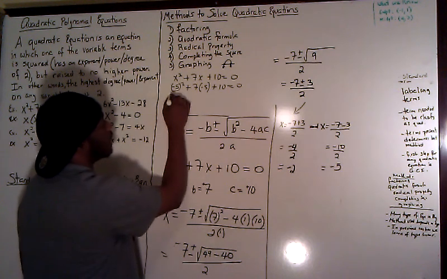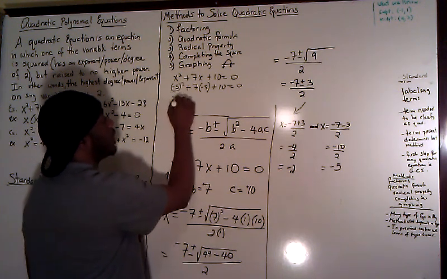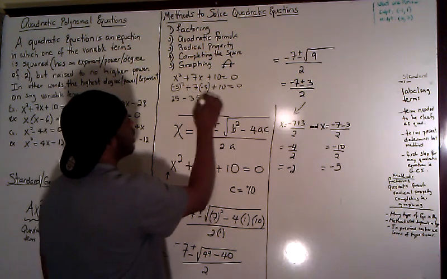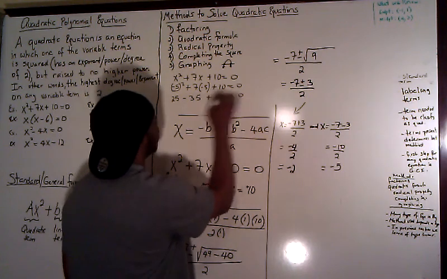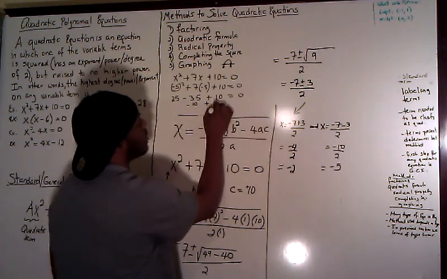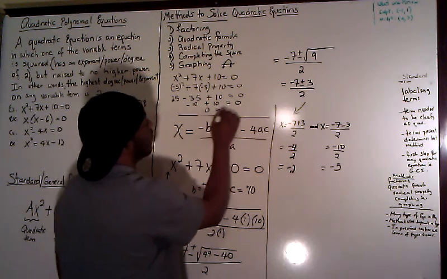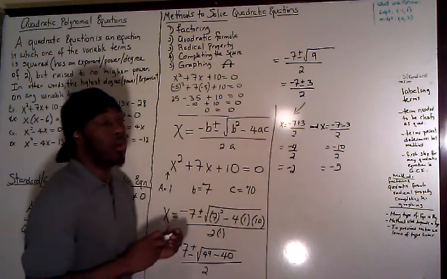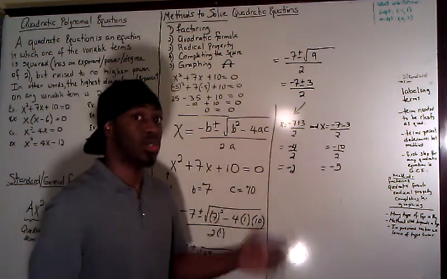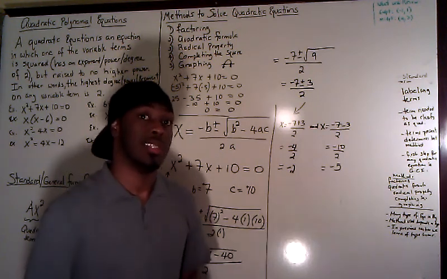Negative 5 squared is 25. 7 times negative 5 is negative 35. Plus 10 equals 0. 25 minus 35, that gives me a negative 10 plus 10 equals 0. And again, negative 10 plus 10, 0 equals 0. It's a true statement, which means the solution satisfies the equation. It's a valid solution, so we keep both of them as valid solutions to this particular equation.